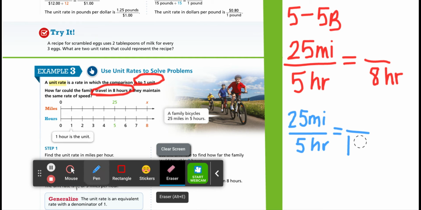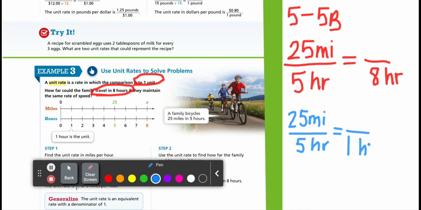So rewrite that in your notebook, labeling the numbers. That way I make sure I'm consistent. My miles are on top, my hours are on the bottom. So now how do we go from 5 to 1? From 5 to 1, we divide by 5. Whatever I do to the bottom, I have to do to the top. 25 divided by 5. What is the unit rate here? How many miles can they ride in 1 hour? They can ride 5 miles in 1 hour. That is the unit rate. We just figured out, okay, they can ride 5 miles in 1 hour.